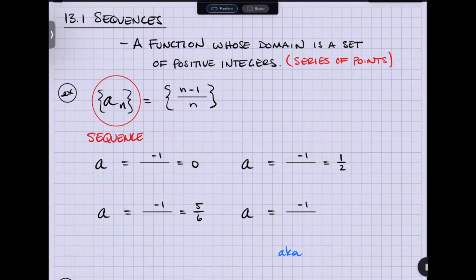So a sequence is just a function whose domain is a set of positive integers. It's going to be just a series of points. Okay? So you usually see a sub n. So when you see this squiggly bracket with a sub n, you know it's going to be a sequence. And then it would tell you what the formula is, per se. Okay?